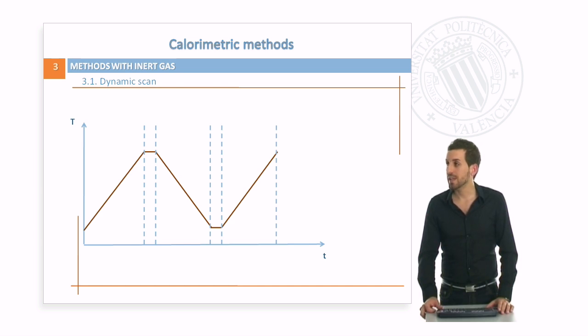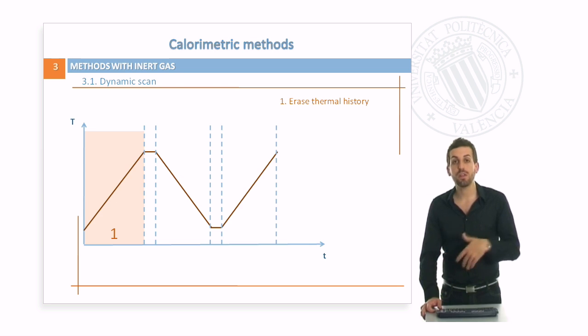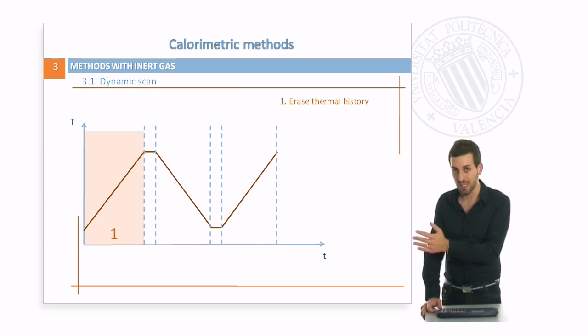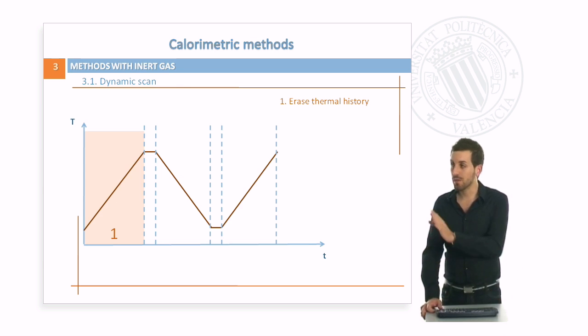This method has been named dynamic scan and it's the most used. First of all, you have to know that the colors that we are using are red for the segments that the DSC is really registering, so it's reading, and blue for the ones that are only for accommodation of our method, as you will see. So with this dynamic scan, we will first heat from the ambient temperature to a temperature above the melting temperature of our polymer, and we will register it. We call this scan thermal history, as you will see.